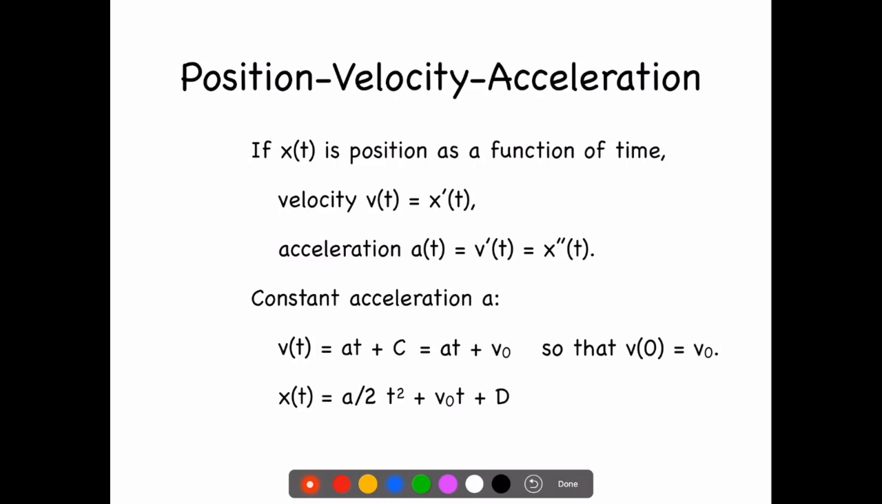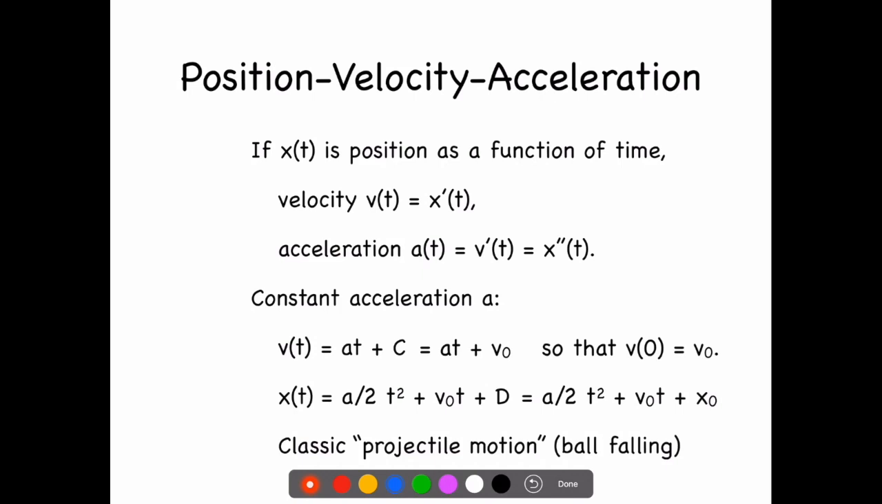Now, same as before, x of 0 is going to be, well, I have a 0 there and a 0 there, and so all I'm left with is d. So d, I can rename that in a convenient way. In particular, I'm going to call it x naught. So there is the x naught at the end. And this is a general expression for x of t when the acceleration is constant. And this is sort of a classic area of introductory physics, which is called projectile motion. Balls falling or being thrown near the surface of the Earth.